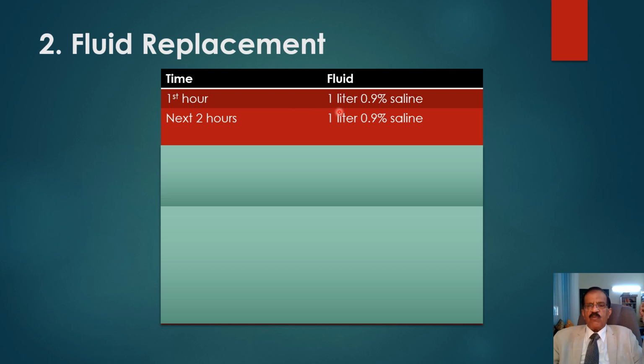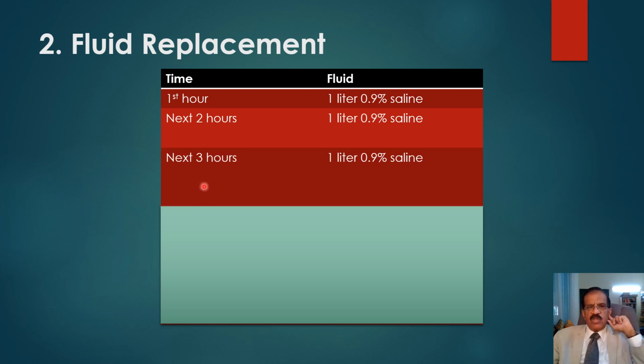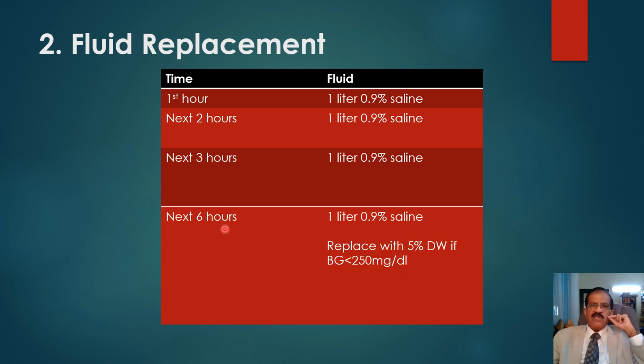In the first hour, give 1 liter, and in the next 2 hours, give another liter. So 2 liters given, and then in the next 3 hours, give another liter. Okay, and then in the next 6 hours, give 1 more liter. So if you count these periods, there are 12 hours. In the first 12 hours, you give 4 liters of normal saline. We don't give other fluids, just normal saline, because the patient has lost his sodium and fluid. That means he needs replacement with normal saline.